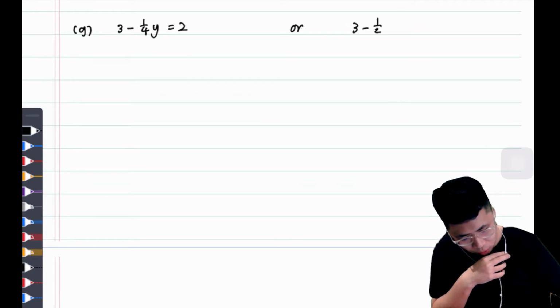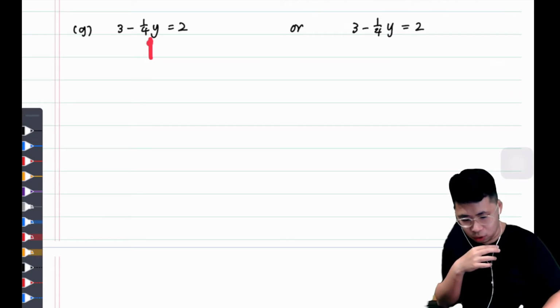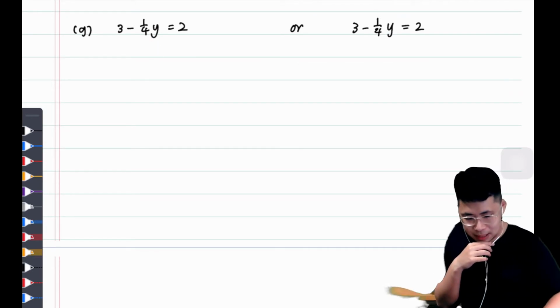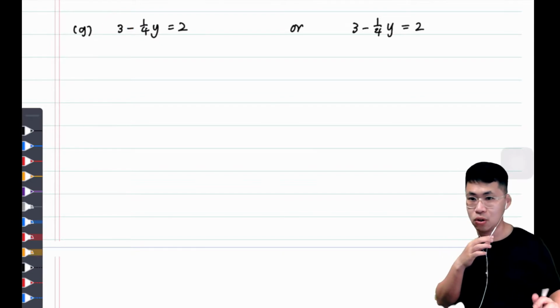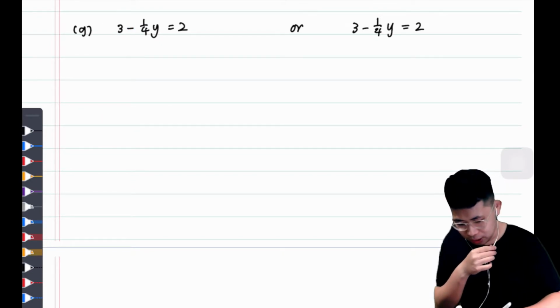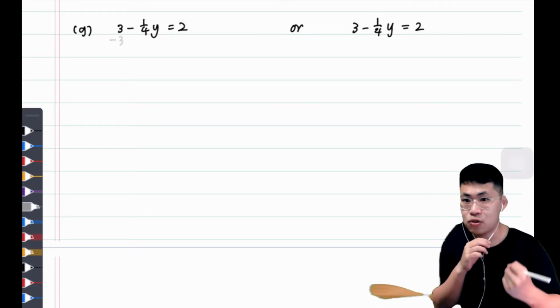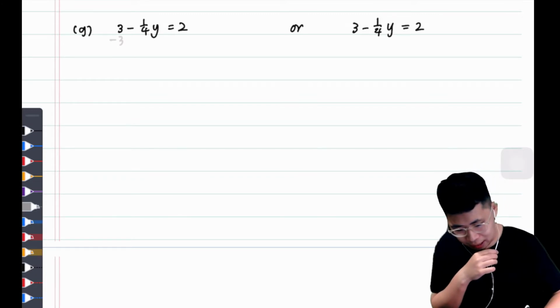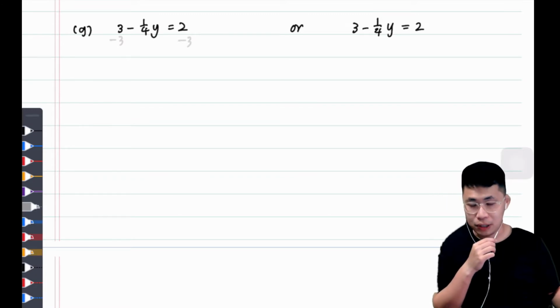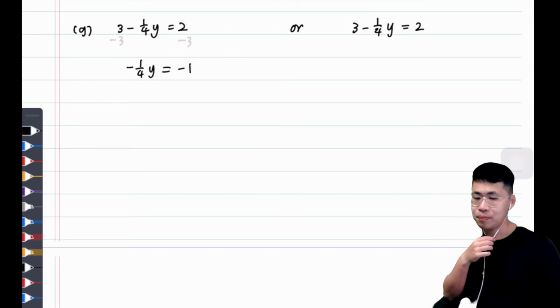So the first one that we're going to do is, now I'm going to look for y, correct? So that means I need to make the 3 go away. So how do I reverse a positive 3? I will need to minus 3, right? So 3 minus 3 will give me 0. So on the right hand side, I need to balance with another minus 3. I have negative 1 quarter y equals 2 minus 3, which is negative 1.